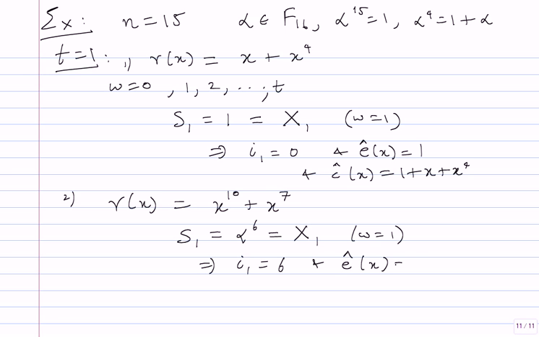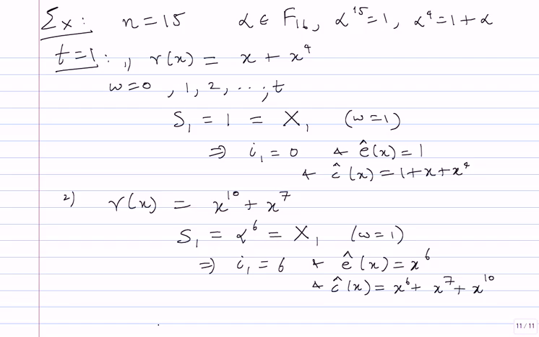E hat of x is x power 6, and c hat of x is x power 6 plus x power 7 plus x power 10. Alpha power 4 plus alpha equals 1. You multiply that by alpha power 6, you'll get alpha power 10 plus alpha. I'm using such simple tricks to give you examples.